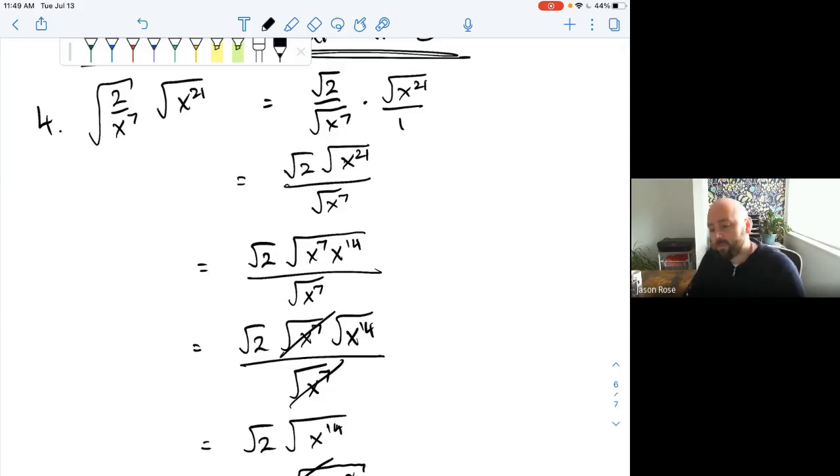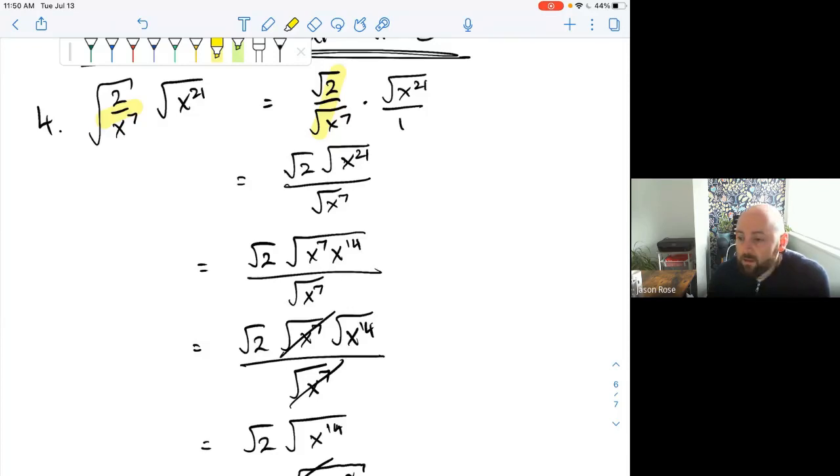Okay, so I'll run through it one more time. We started off with root 2 over x to the 7 times root x to the 21. My first thought was that I don't like having this fraction symbol underneath the square root. So we split it into that. We said it's root 2 over root x to the 7, multiplying by root x to the 21.